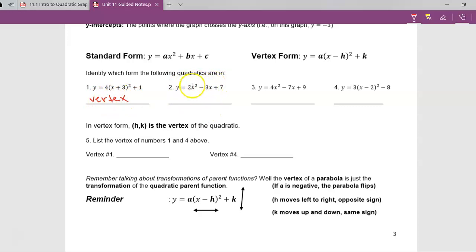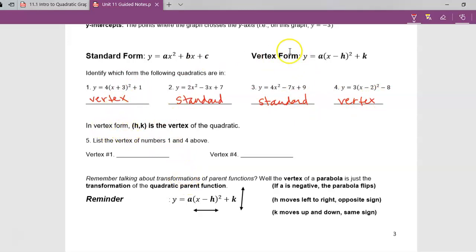Okay, the second one we have in standard form. 2 is a, -3 is b, 7 is c. So this one would be in standard form. Okay, number 3 is also in standard form. And number 4 is in vertex form. Okay, so just determining which form they're in.